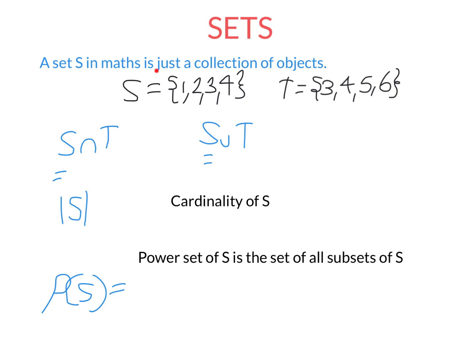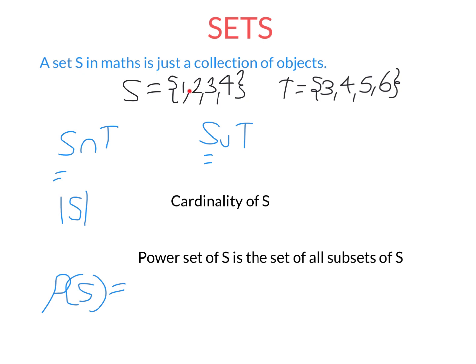So a set in maths is just a collection of objects. We usually denote it with a capital letter. When we're writing the elements of a set, we use these squiggly brackets. So this says S is the set that contains 1, 2, 3, 4.